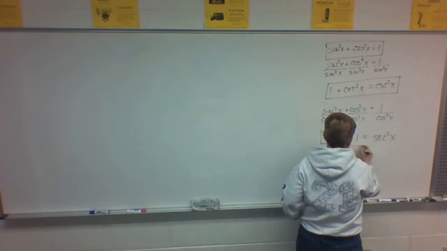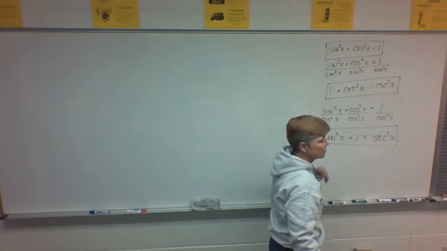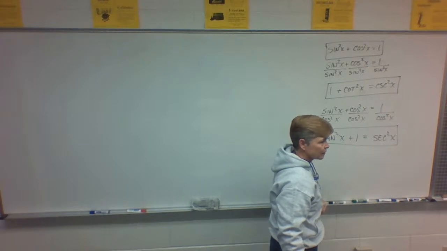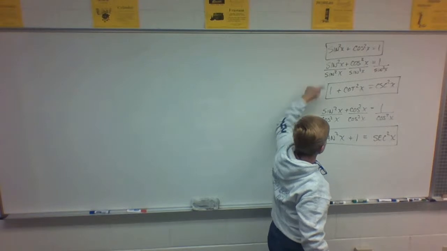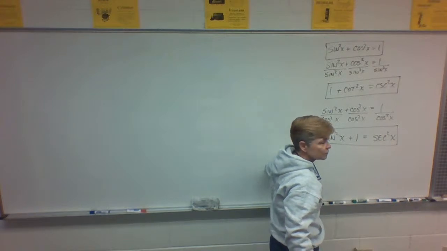And I will tell you the truth, and you can believe this or not, but it's true. I have never memorized these, never. Because I can do this in my head real fast. So if you can remember this one and what we did to generate these, we divided by sine squared all the way through in one place and cosine squared all the way through in the other. You can generate these if you forget them.